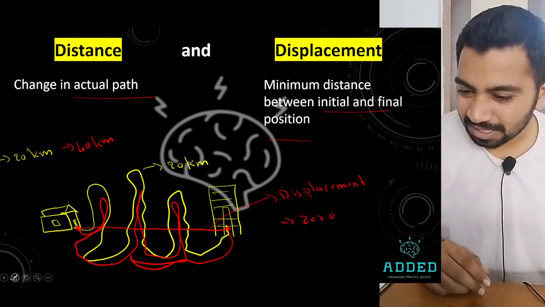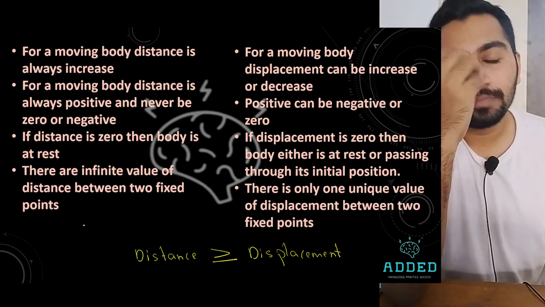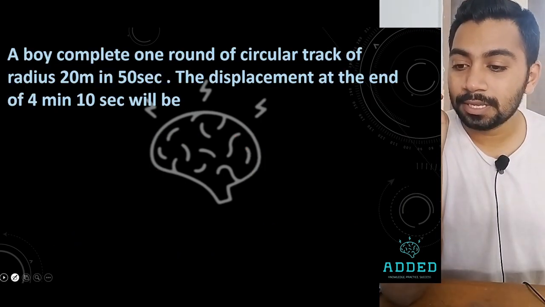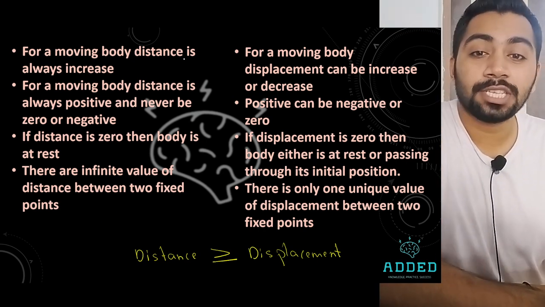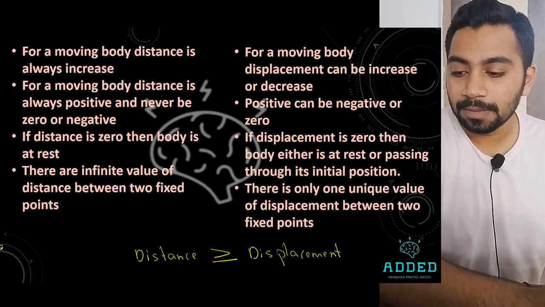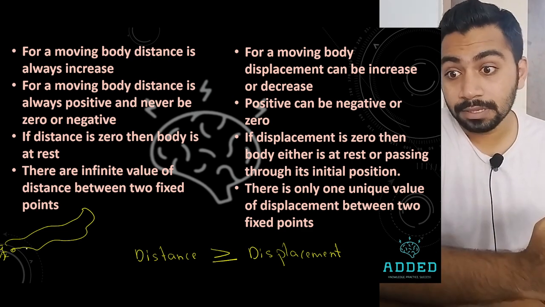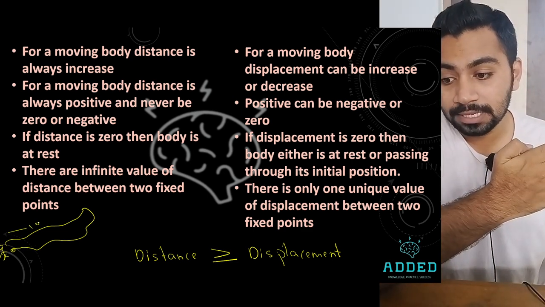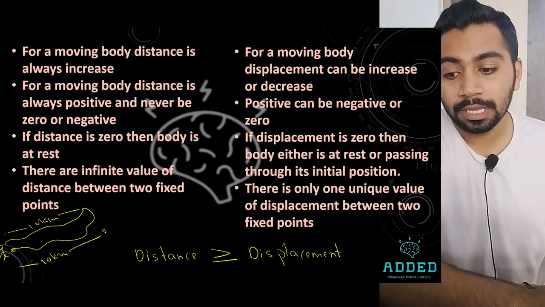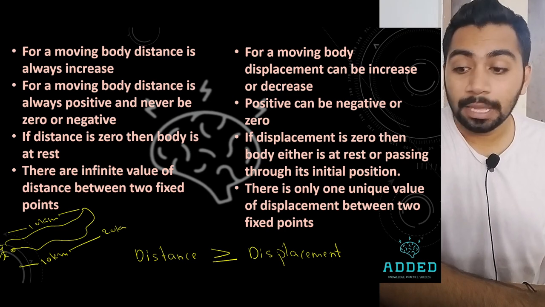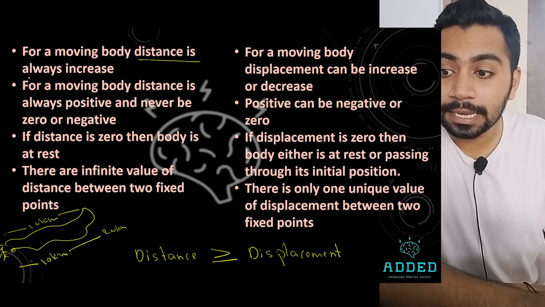Okay. Now there are some properties which are very important. Let us see some properties. For a moving body, distance is always increasing. See, I will explain here. If a body is moving like this, maybe it comes reverse. Distance is total path. If it is 10 kilometers, and again it is 10 kilometers, right? Total becomes 20 kilometers. There is nothing decreasing. So when the body is moving, distance is always increased.